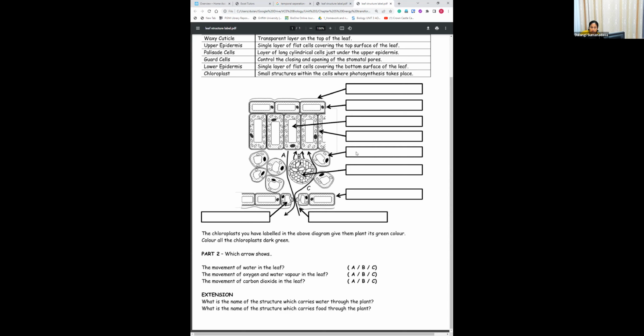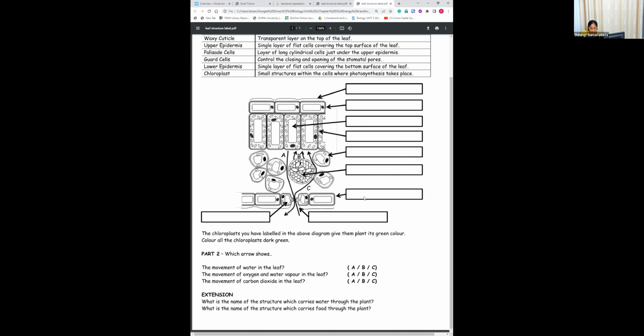Next one is the spongy mesophyll. So this box, they're looking at, I think, the vascular bundle, or you can say xylem or phloem. Or the vascular bundle is enough. Or if you pick it from here, it's vein. I did not teach anything called vein, so just go for vascular bundle or xylem or phloem.